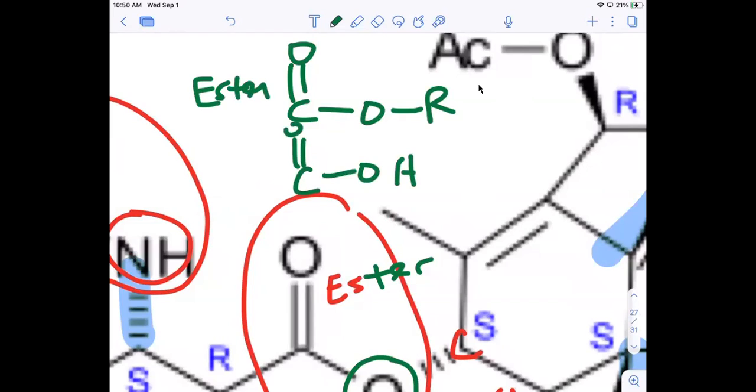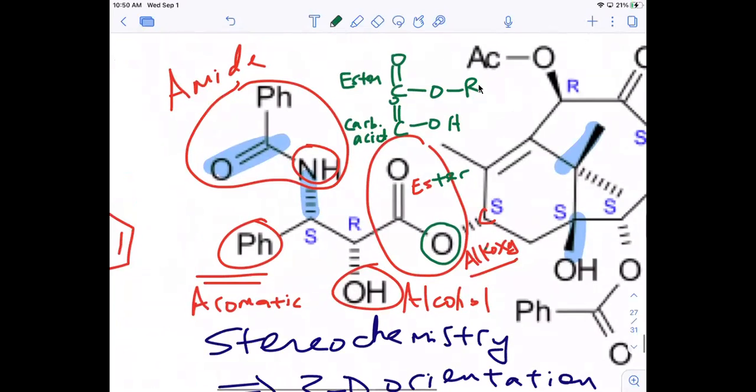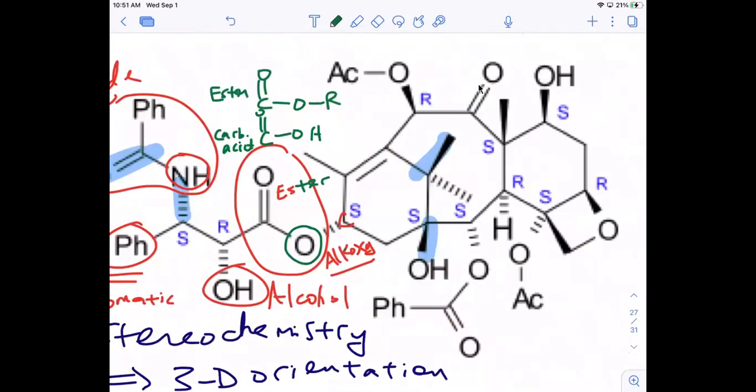Somebody hit me with this one the other day. This is what? Anybody? Carboxyl. It's a carboxylic acid. Good. All right. So we have an amide, an aromatic, an alcohol, and an ester on that side. Now let's go on this side.